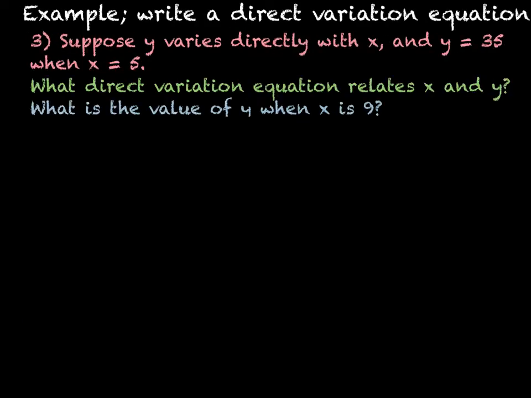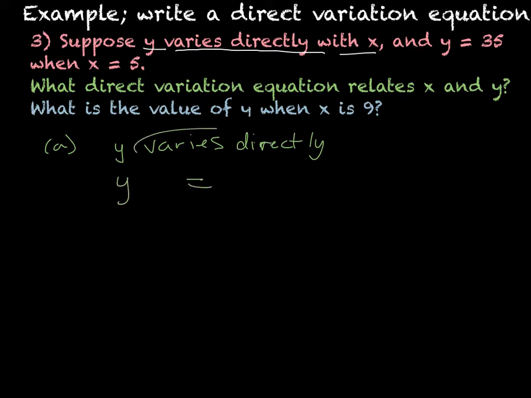Alright, now we're going to create a direct variation equation. So suppose that y varies directly with x, and y is equal to 35 when x is equal to 5. The first thing is to write a direct variation equation that relates x and y. So how I want you to read this: when it says y varies directly, when you see the varies part, you write equals, and then the directly part is going to say that it's our constant term times our x.